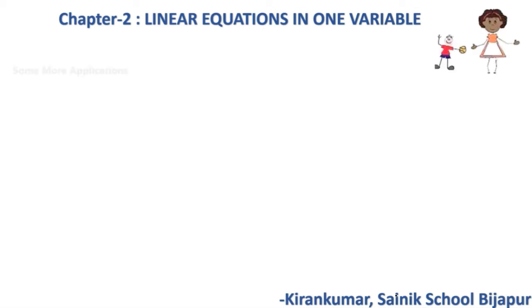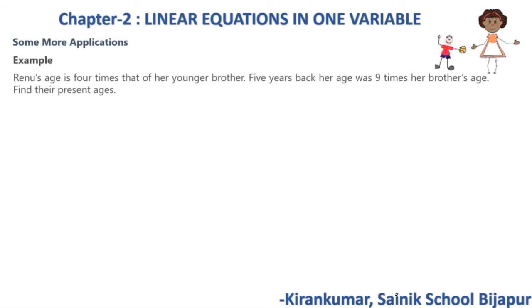Let's look at another question. Some more applications. Renu's age is 4 times that of her younger brother. 5 years back, her age was 9 times her brother's age. Find their present ages. Let's solve.